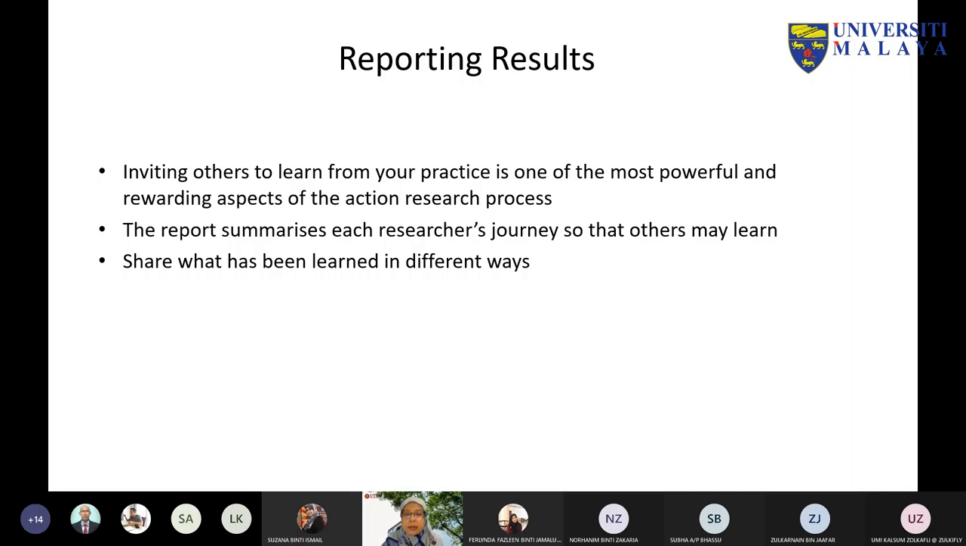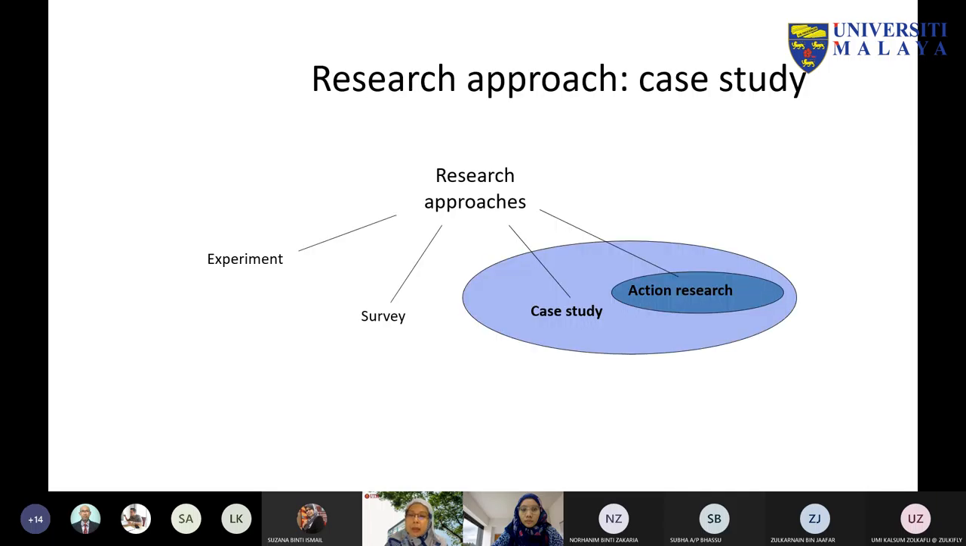So it's the same, you analyze your data. Reporting is a bit different. You need to report what your finding was when you did the first cycle, and you need to invite others. It's good to invite others to learn from your practice, and then you improve for the second cycle. So reporting results is about understanding the changes.